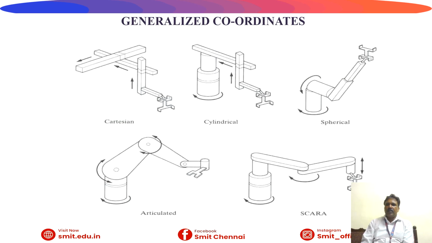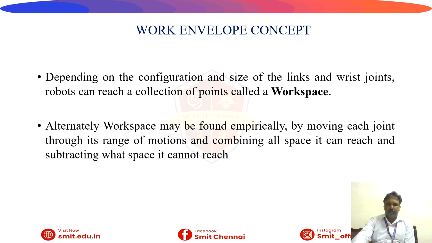We can see a glimpse of the pictures you have seen already. As I told, the first one is Cartesian, the second one is cylindrical, and the third is spherical, then articulated, and SCARA. This we have already seen.